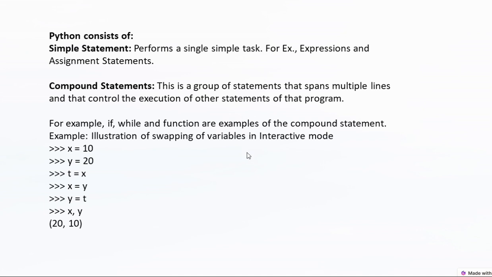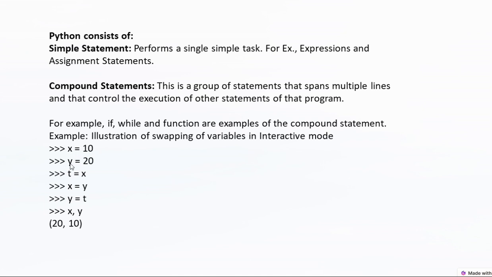Now, in the next sessions, we will see that Python mainly has two types of statements: simple statements and compound statements. A simple statement is a single line of code performing a single simple task. For example, an expression or any assignment statement is a simple statement. A compound statement is a group of statements that spans multiple lines and controls the execution of other statements of the program. For example, looping statements and functions are all examples of compound statements. If, while, or when you are writing a function, they're all examples of compound statements.